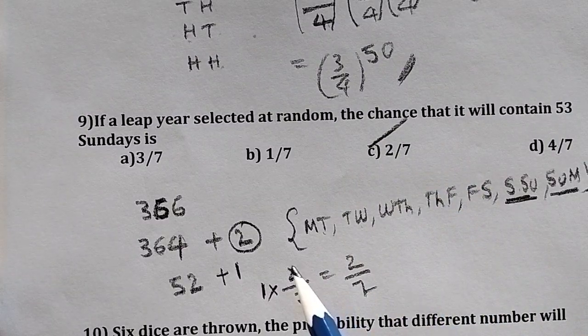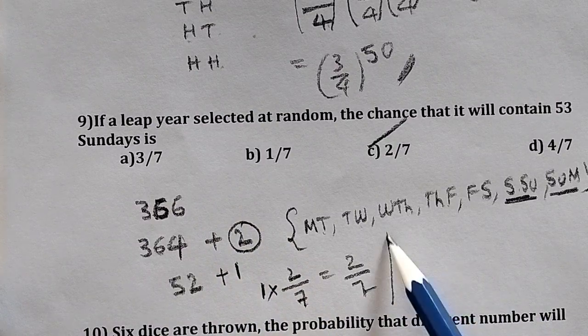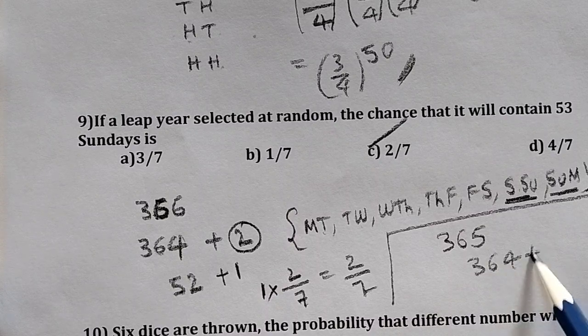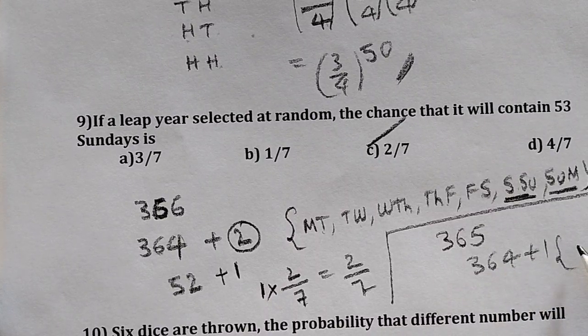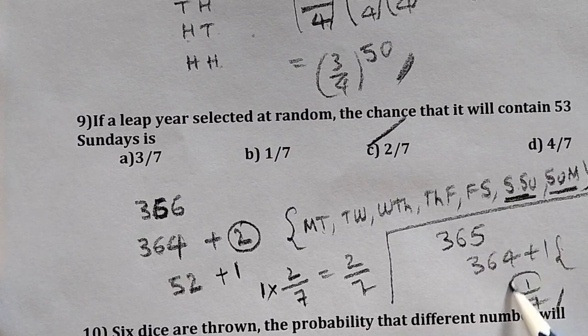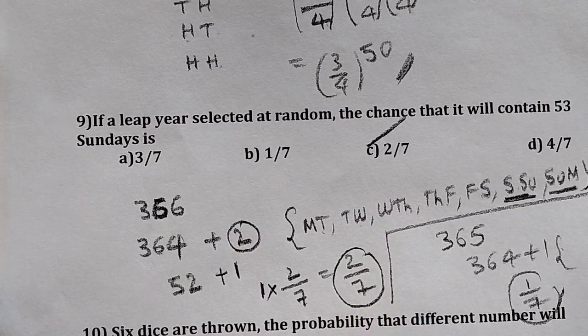This is for a leap year. For a non-leap year, in place of 2, we get only 1. That means 365 days, that is 364 plus 1. That last day may be Monday, Tuesday, Wednesday, and so on up to Sunday. There is only one Sunday out of those 7 possibilities. Your answer should be 1 by 7 for the non-leap year, and 2 by 7 for the leap year.